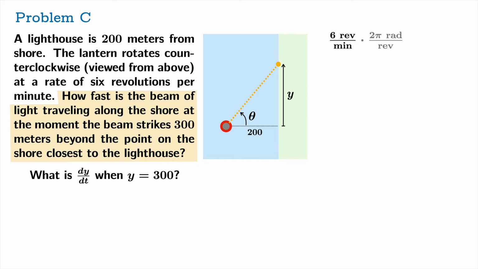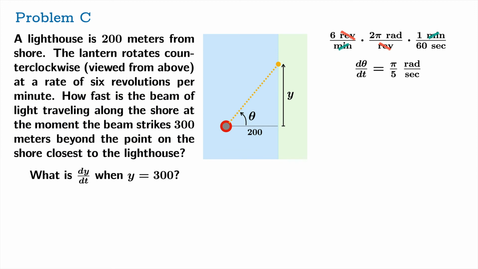So we'll notice that there are 2 pi radians per revolution, and there's 1 minute in every 60 seconds. So if we take this product and do the unit analysis, we see that we get a quantity which is measured in radians per second, which is the natural way to measure d theta dt. D theta dt is pi over 5 radians per second.